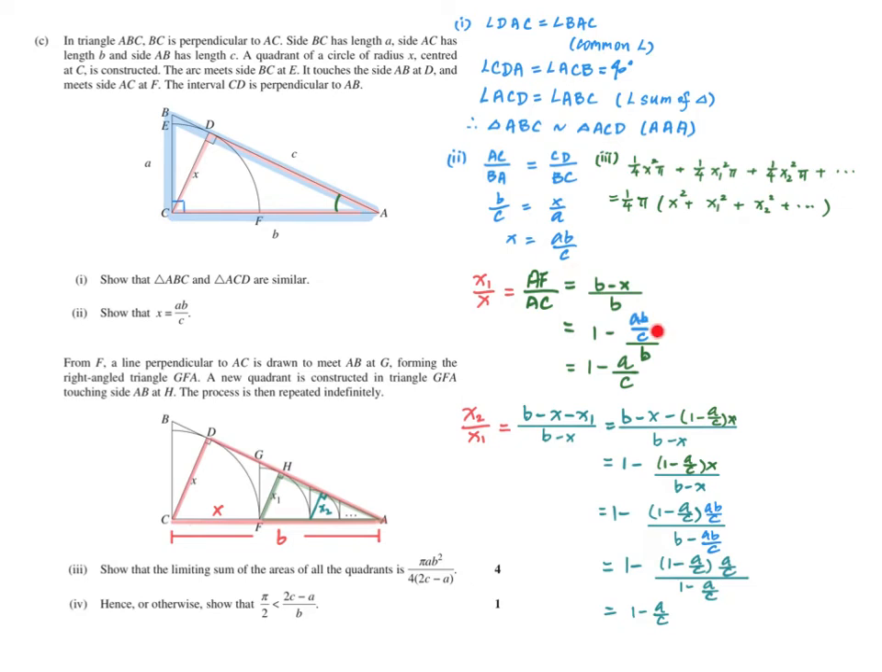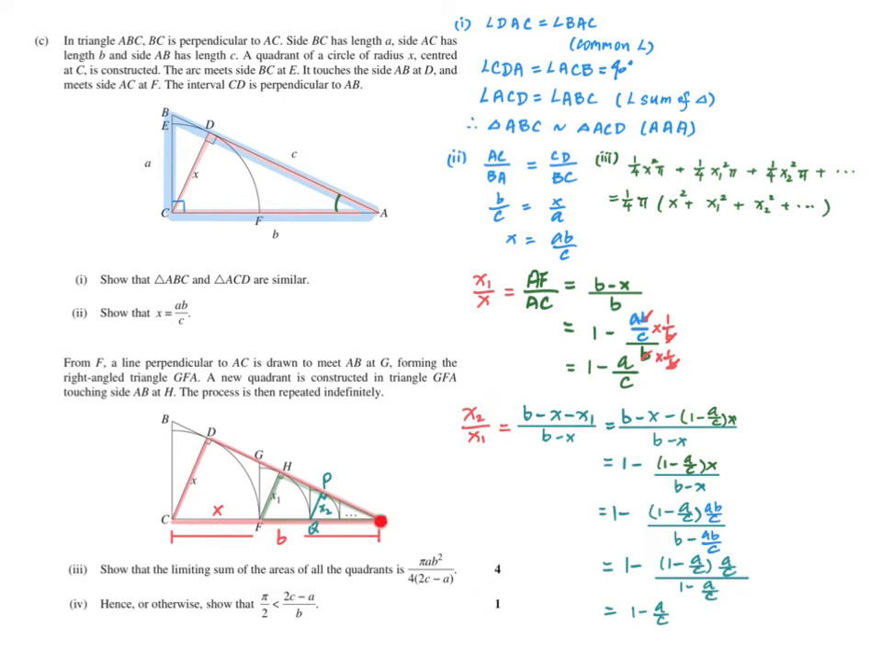Now we can see that if we multiply the numerator and the denominator by 1 over b, then b can cancel out each other, and the numerator has only a over c left. The denominator becomes 1. So what we have done here is the ratio of x1 to x should be equal to 1 minus a over c. Now let's take a look at the ratio of x2 to x1.